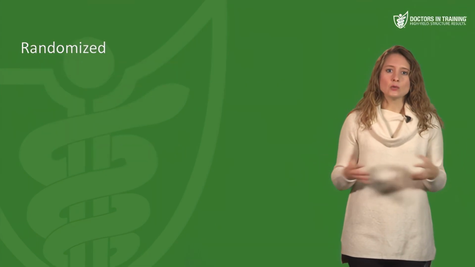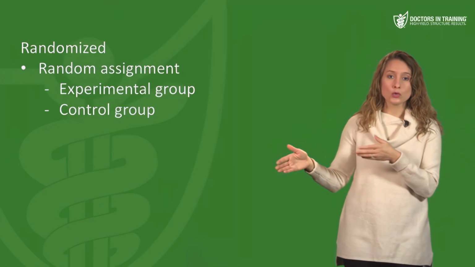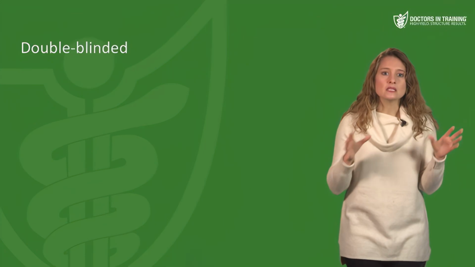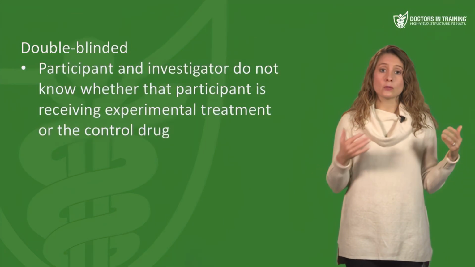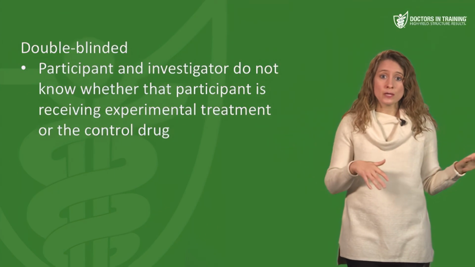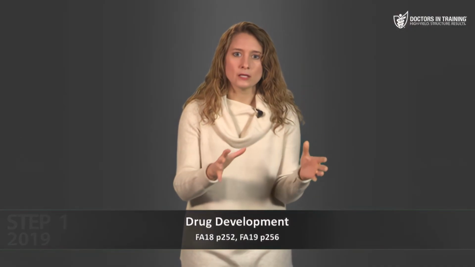Now, randomized refers to the participants being randomly assigned to the experimental group or the control group, and this is to limit bias. Now, double-blinded means that the study design does not allow either the participant or the investigator to know whether that participant is receiving experimental treatment or the control drug or placebo. So that's a little bit about the basic design of clinical trials.